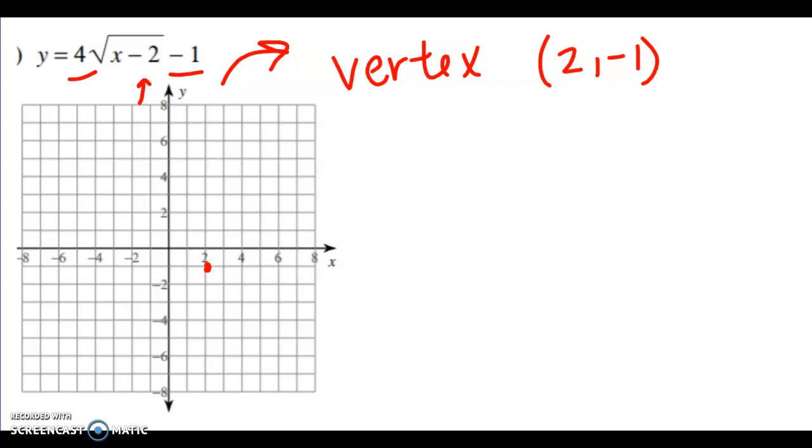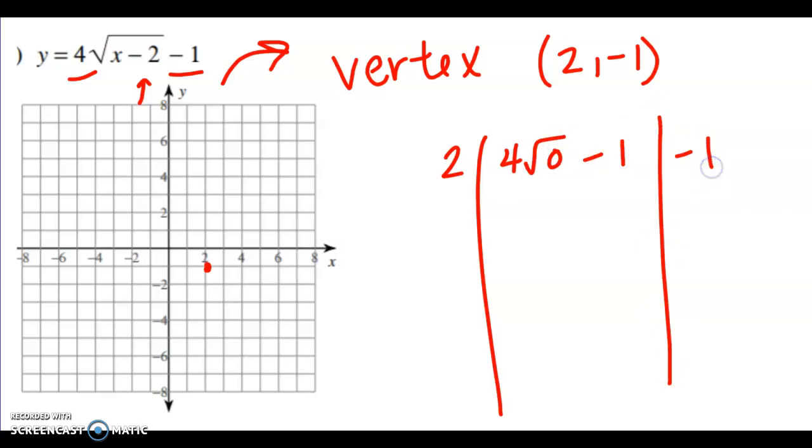But I need to figure out what numbers I'm going to plug in. So we know that 2 is the first number I'm going to plug in. Now, if I plug in 2, that's going to give me 4 times the square root of 0, which is 0, minus 1, which is going to give me a negative 1. So my ordered pair is 2, negative 1. That's my vertex.